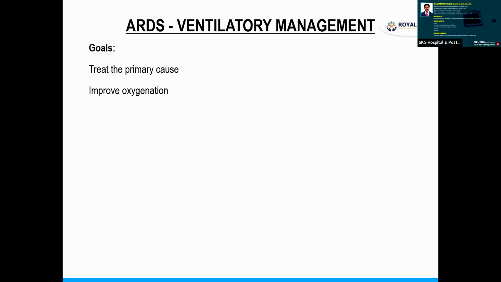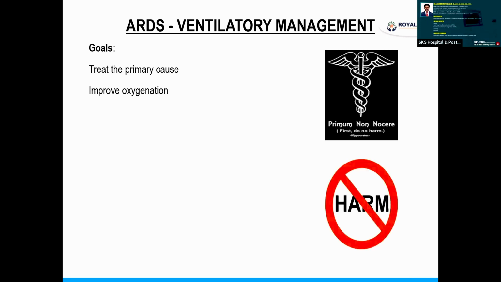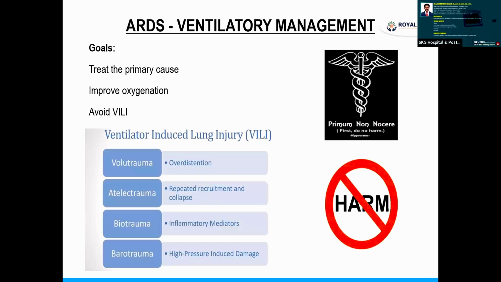And in due process, what happens? There is something called ventilator-induced lung injury. This is very, very important. As we all know, in our medical practice, the most important thing for us is we should not do any harm. Even if you do any good or not to the patient, the most important thing is you should not do any harm. Any treatment or any drug that you use in medical fraternity has its own side effects. You should try to avoid those side effects.